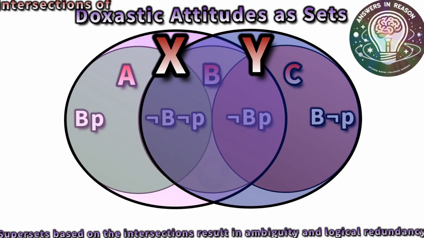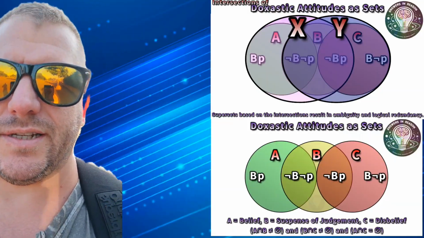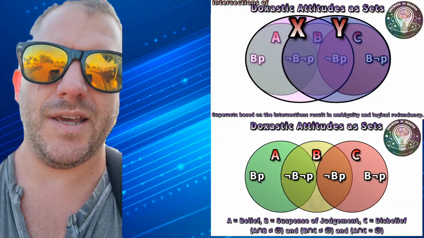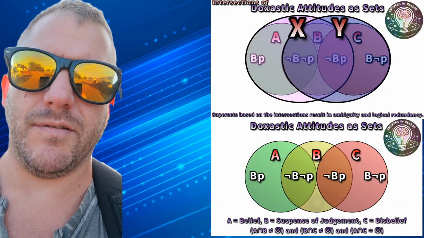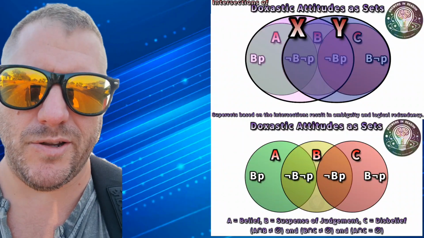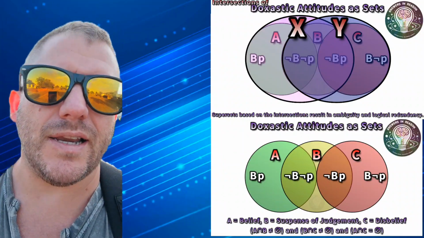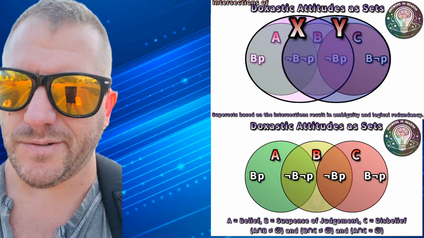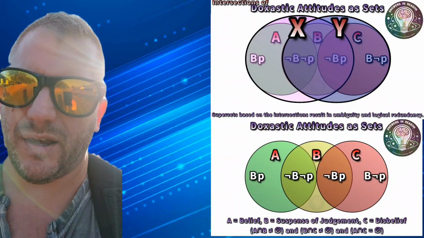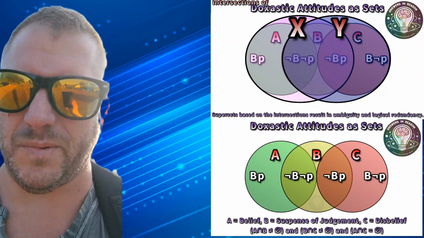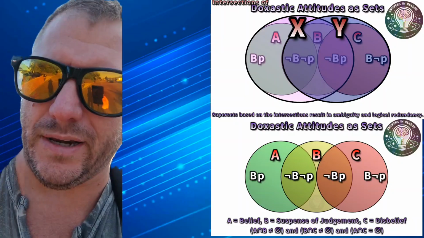We're therefore left with ambiguous sets. They basically become logically redundant. There is no point in having them there because the information provided is pretty useless, at least when it comes to doxastic attitudes. So you could regard them as supersets, but it's pretty pointless.